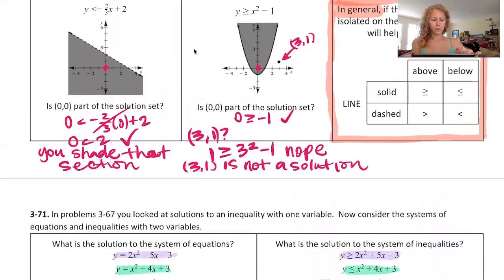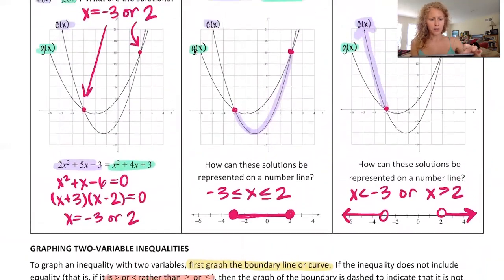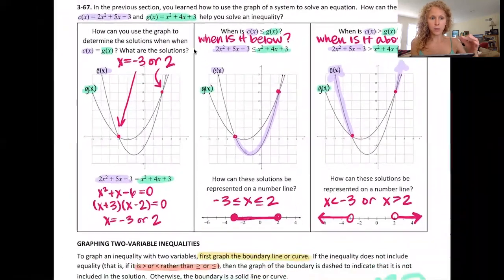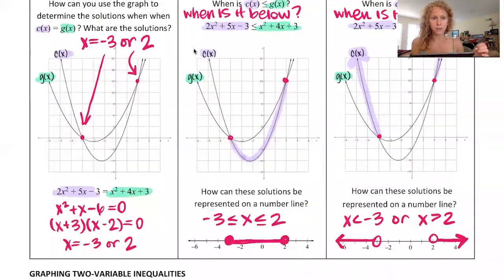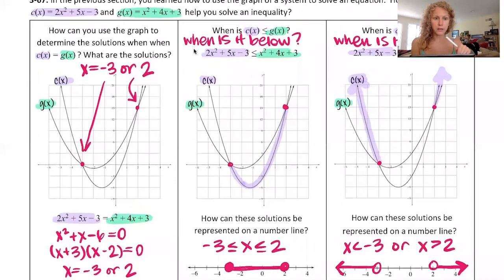Okay, real fast refresh of these, right? We've got these two equations. They're combined in multiple ways. If one is equal to the other, we're just looking at the two x values. They are on the graph. They can come from algebra.